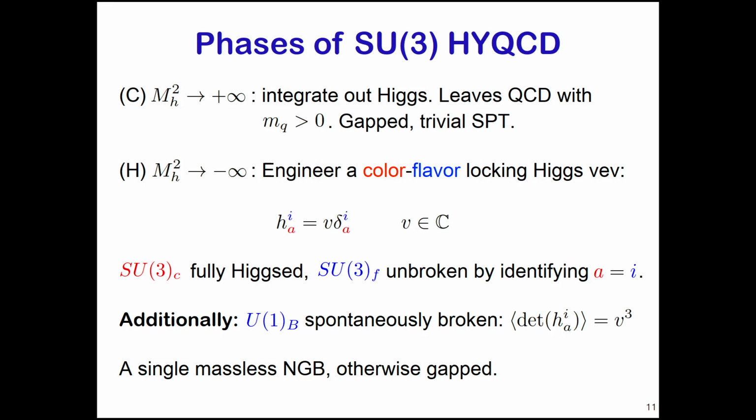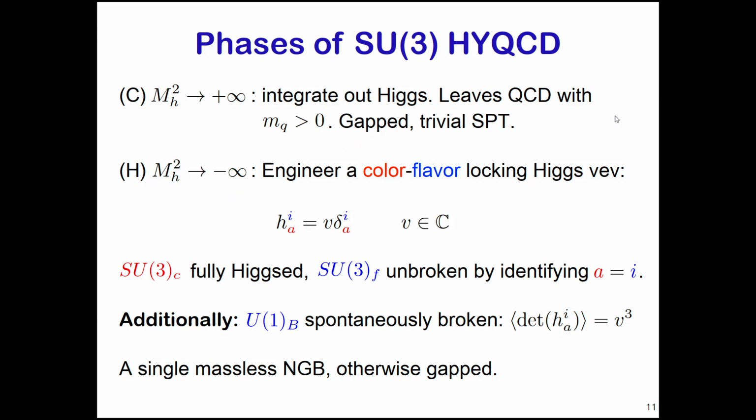So first, I'm going to take the Higgs mass to be very large and positive. Then I can just forget about it, integrate it out, and I'm back to ordinary QCD with a positive quark mass. And remember that I was using conventions in which that was a gapped and trivial SPT with positive partition function. The interesting case is when I take the Higgs mass to be very large and negative.